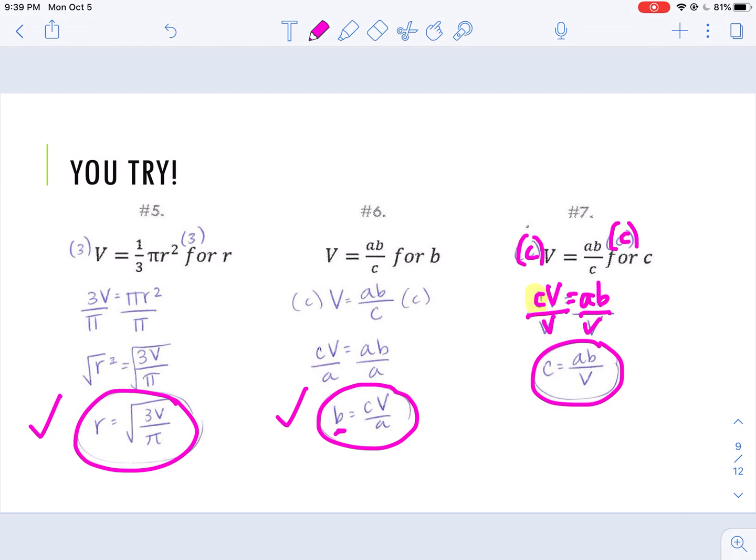If you got that correct, put a little check next to it. If you didn't, mark it wrong and try to find your error. All right, so let's keep moving.